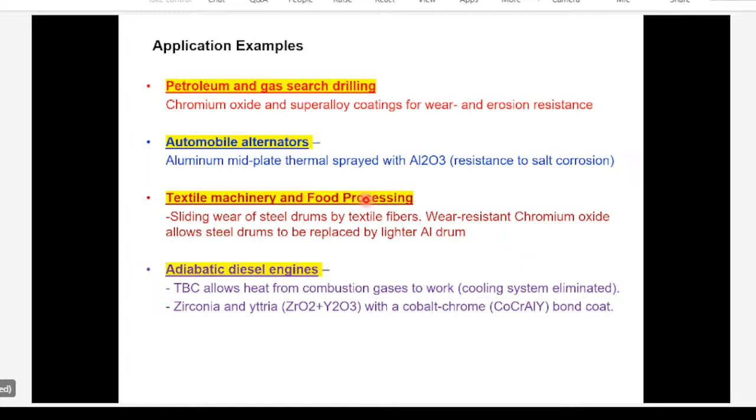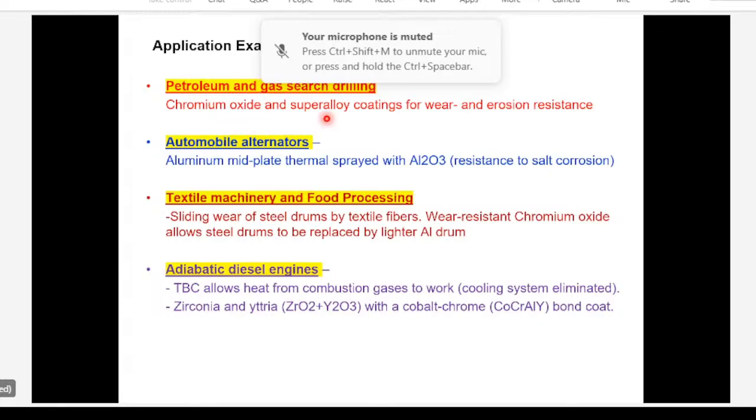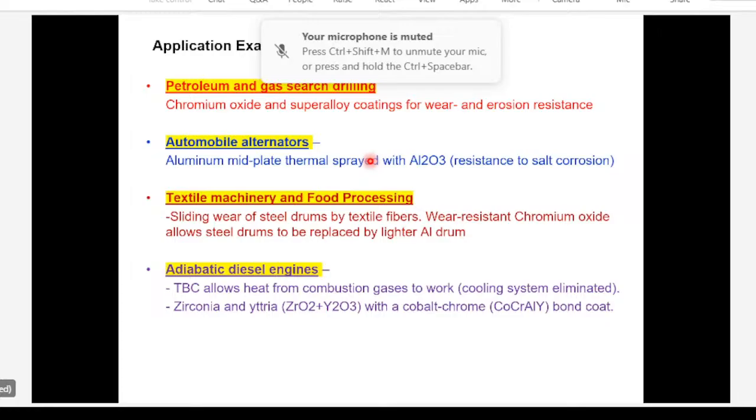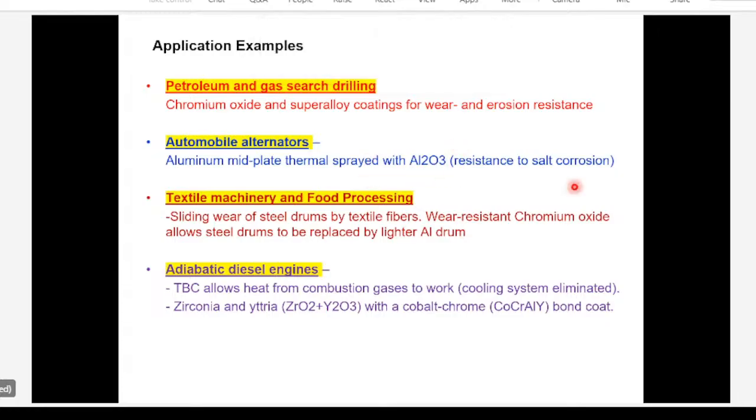I have listed some here from the literature. In petroleum and gas search drilling installations, you apply chromium oxide and superalloy coatings for wear and corrosion resistance. In automobile alternators, you have aluminum that is thermal sprayed with aluminum oxide for salt corrosion resistance.